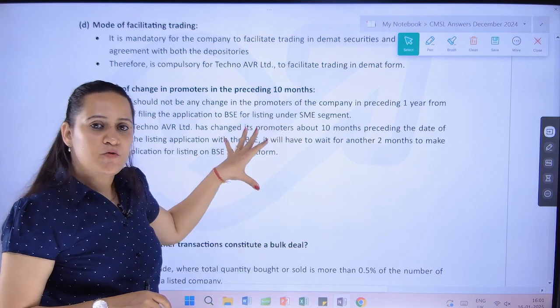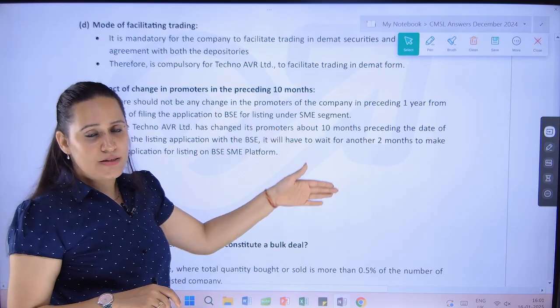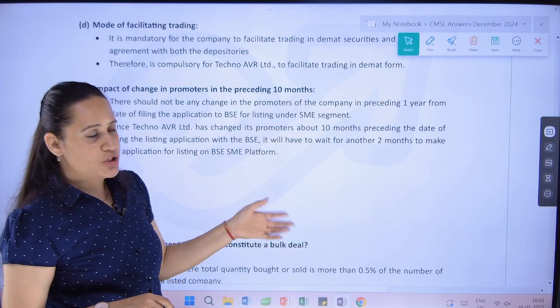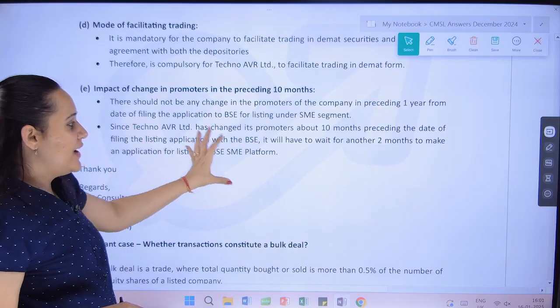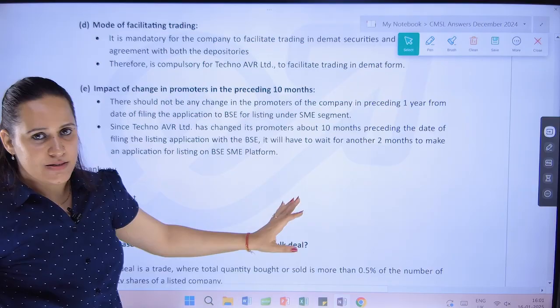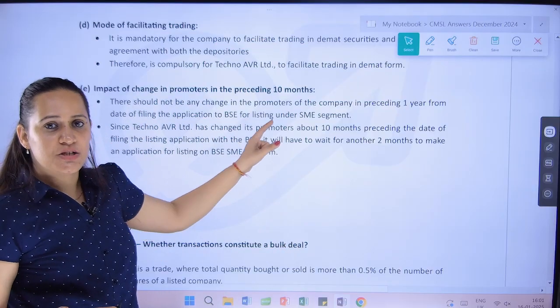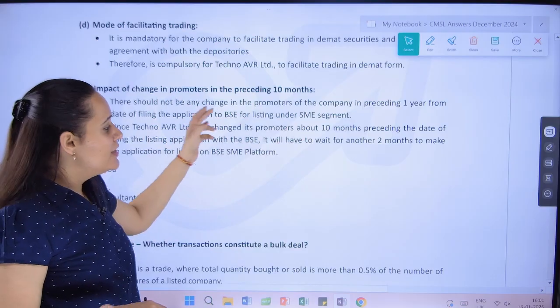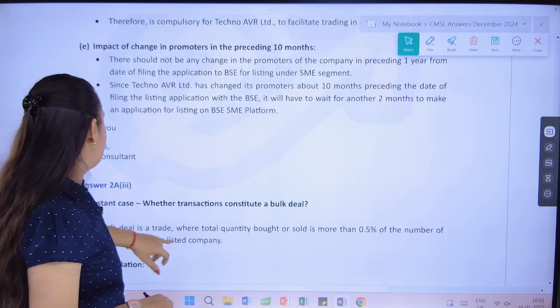In this case, 10 months before, they have changed the promoter, so they have to wait for a couple of more months before making the listing application. If there is a change, we are not going to permit them to list. So let's wait for 2-3 months more and then make an application for listing. You should tell that the promoters have been changed 10 months before the date of listing, so let them wait for 2 more months and then make an application for listing.